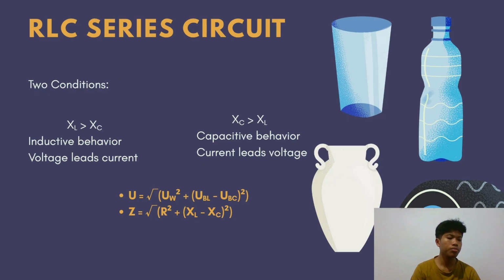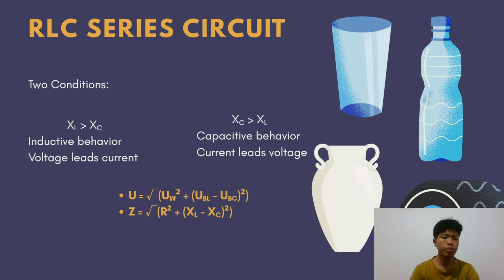RLC circuit, series circuit. There are two conditions. First, XL is greater than XC: the circuit exhibits inductive behavior, the voltage leads the current, and the circuit acts like an RL circuit overall. Second, when XC is greater than XL, the circuit exhibits capacitive behavior, the current leads the voltage, and the circuit acts like an RC circuit overall.